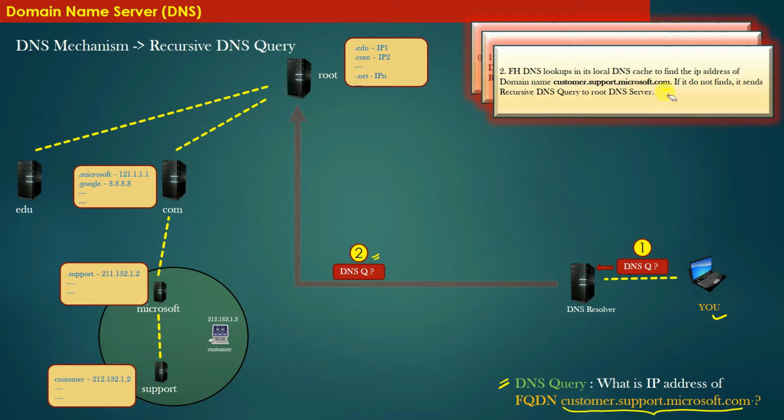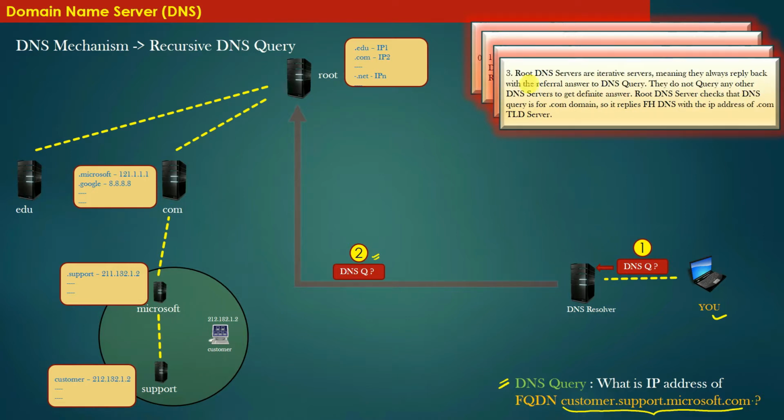Now once the root DNS server receives this DNS query, what does it do? The root DNS servers are iterative servers, meaning they always reply back with the referral answer to this DNS query which they receive. Right? So the root DNS server, having received this DNS query, does not query any other DNS server to get the definite answer.